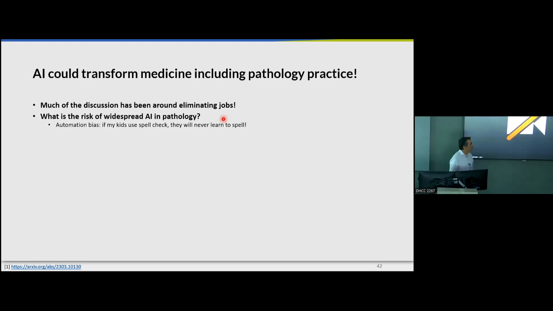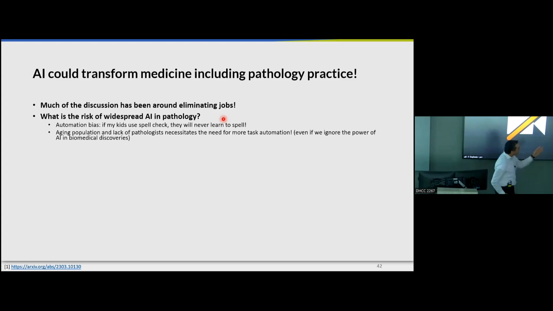And it could be like automation bias. If my kids use spell check, they will never learn to spell. Maybe that is true, but I think it's okay. So aging population and lack of pathologists make us think about ways to make the pathology diagnostic process more efficient. I think this is where AI can actually help, because the number of trainees in pathology residency programs is going down. We have many more older people who will need care. This is the way to maybe compensate for that.